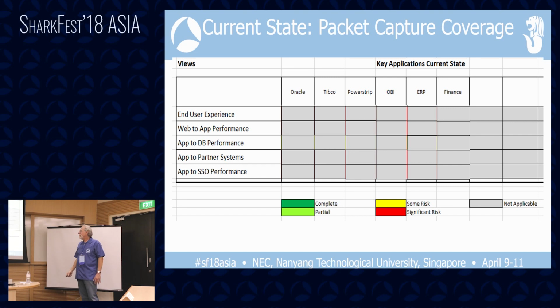I can't see anything. So if you were to fill this out for Oracle, and this is not reality, this is a made up example. The red says, I don't have what I need when end users are talking to Oracle. I don't know what the response time is. I don't know what the performance is. I've got no visibility into it. How about when the web talks to the app? Red. App to database, I got a little bit because I've got Oracle database tools, so I get a little bit of visibility. App to partner doesn't really apply, and single sign-on, I'm in trouble.